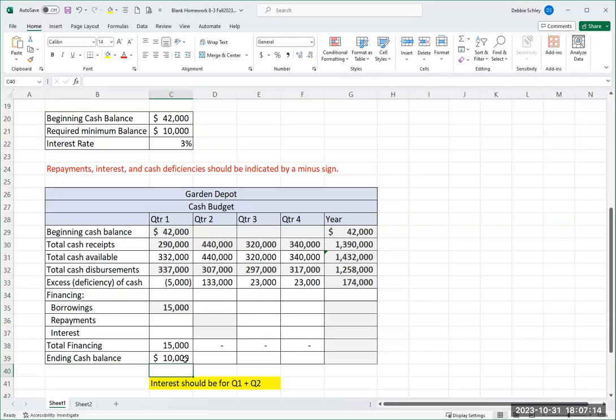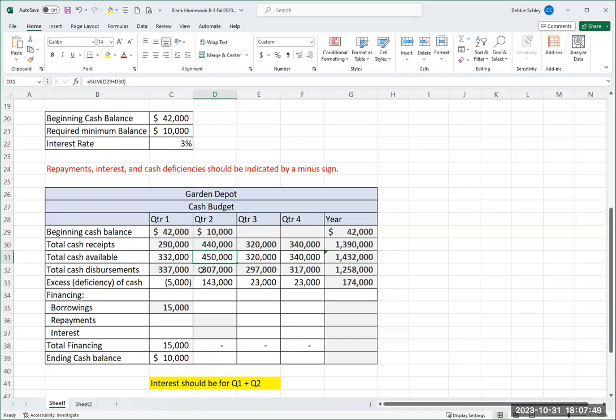Okay, so if you'll recall, I told you before, the ending cash balance for one quarter or month or whatever period they're talking about, this ending cash balance then becomes the beginning cash balance of the following quarter or month. Okay, see that? So that 10,000 goes up here. And then I have my total cash receipts that I put in there before. And I add those two numbers together to get my total cash available.